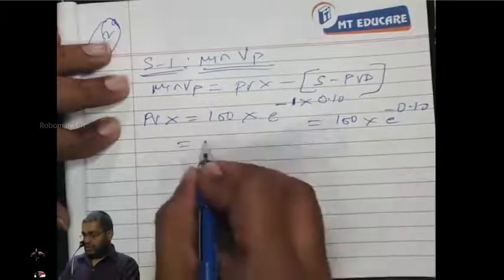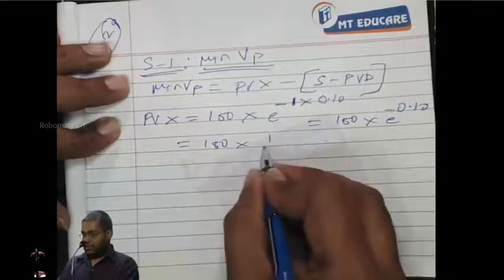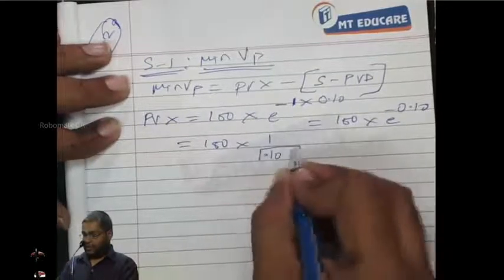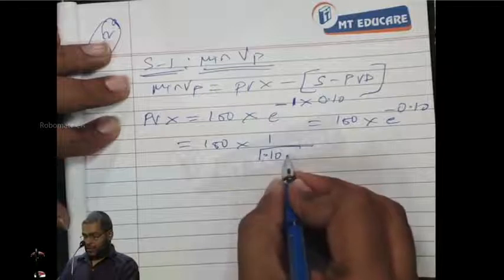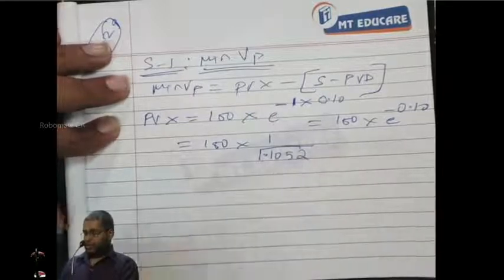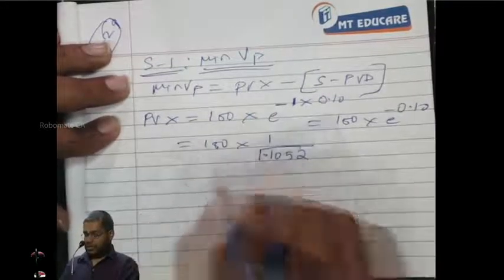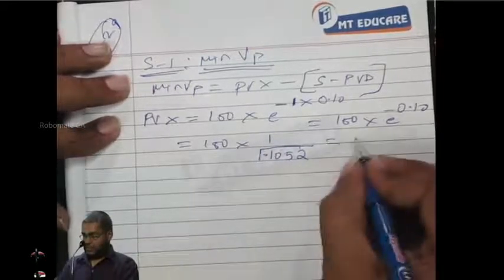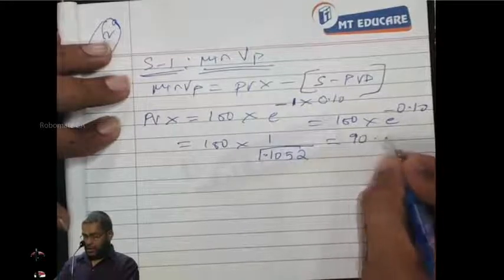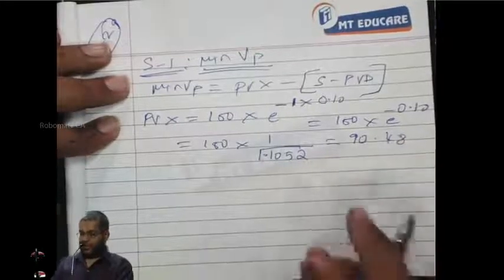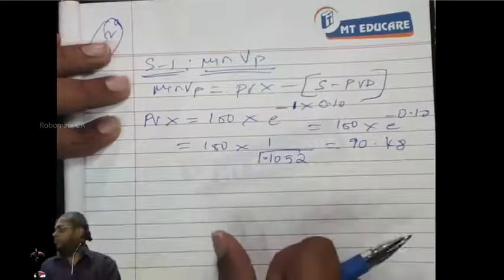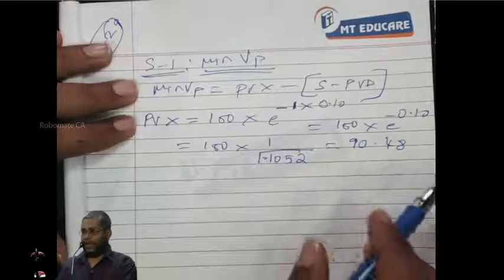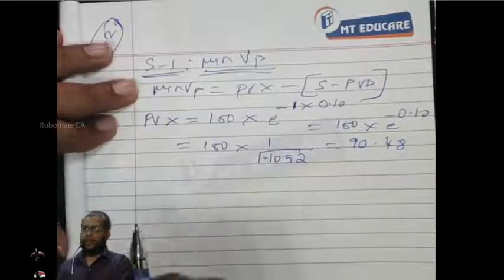Which is equal to 100 into 1 by 1.1052, with 10% continuous discounting. 100 into 1 by 1.1052 is 90.48. The present value is 90.48. 100 rupees after 1 year is equal to 90.48 today at 10% continuously discounted rate.